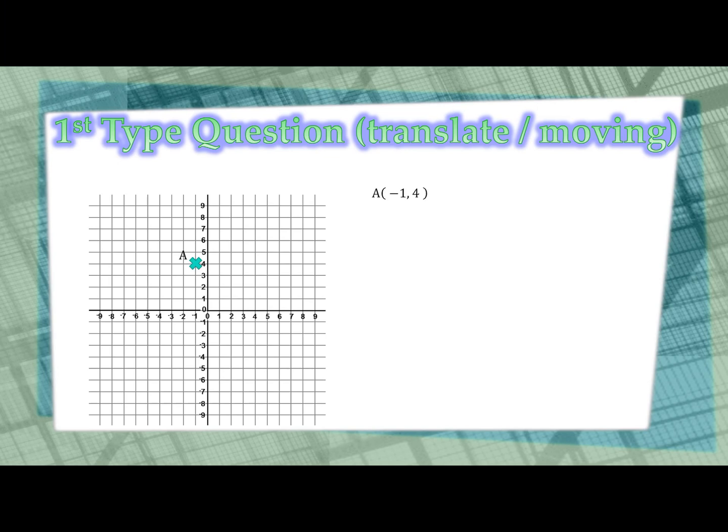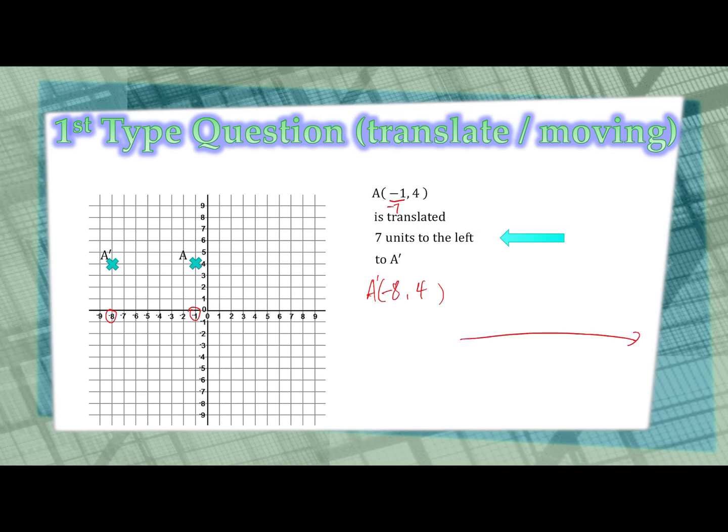So another example, negative 1, 4. If we say that translate 7 units to the left, this time the x coordinate is affected because it affects the left-right position. 7 units to the left, you'll find that the left-right position from negative 1 decreased to negative 8. So we minus 7 from the first coordinate, that means the x coordinate, then we get the new position. It's negative 8, 4.